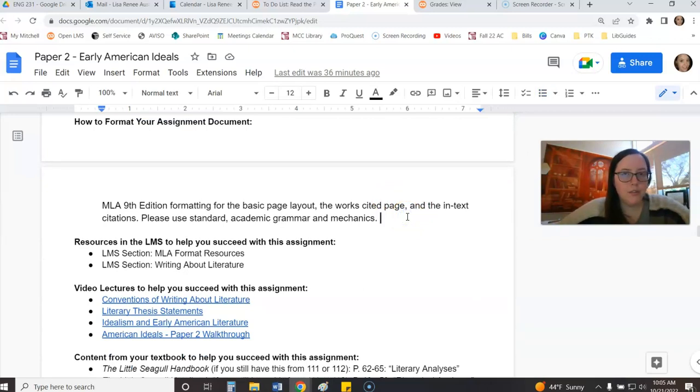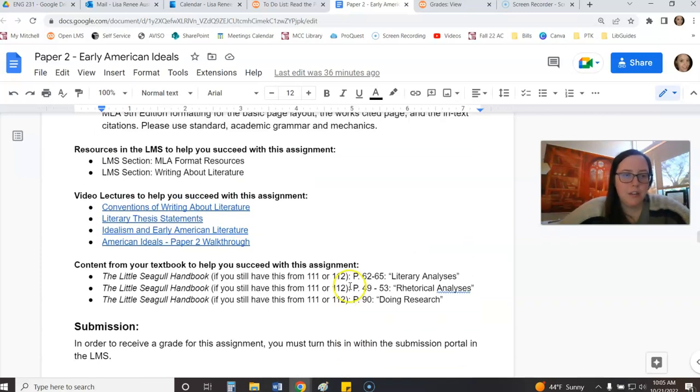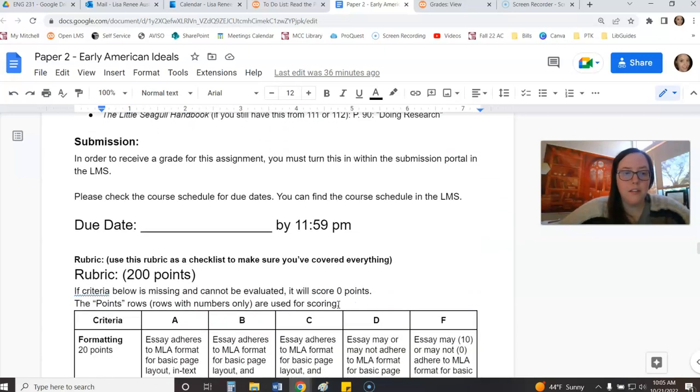If you are still struggling with citing in MLA format and you have taken any English class from Mitchell, you probably have access to the Little Seagull handbook. Please use this or some of the resources in the LMS to correctly create your works cited page. I would like to see some perfect pages at the end of this paper. And then the assignment sheet just walks through some helpful sources from the LMS, from lecture videos, and from the suggested handbook if you still have a copy of that from previous English classes.